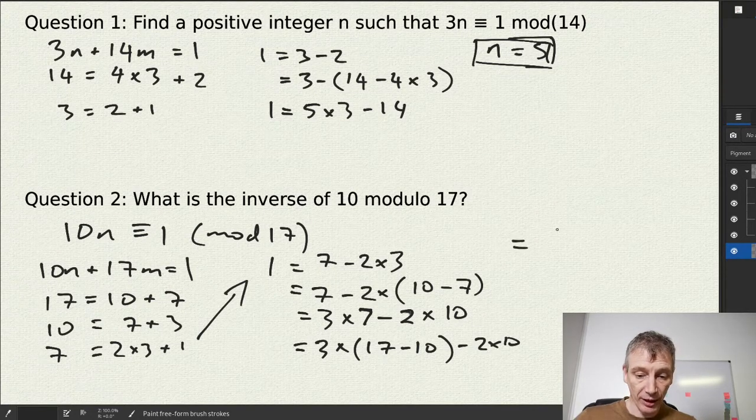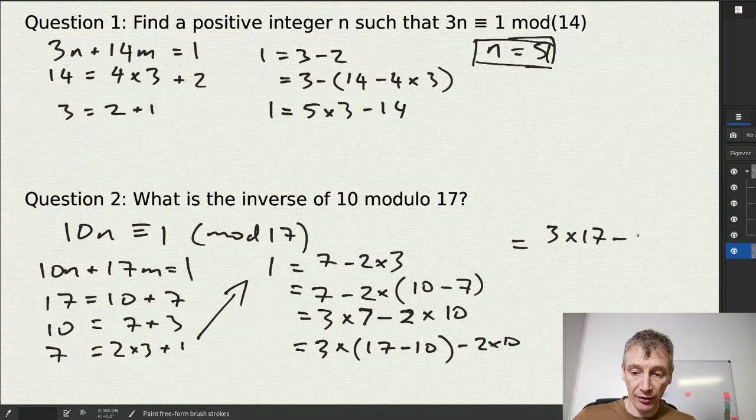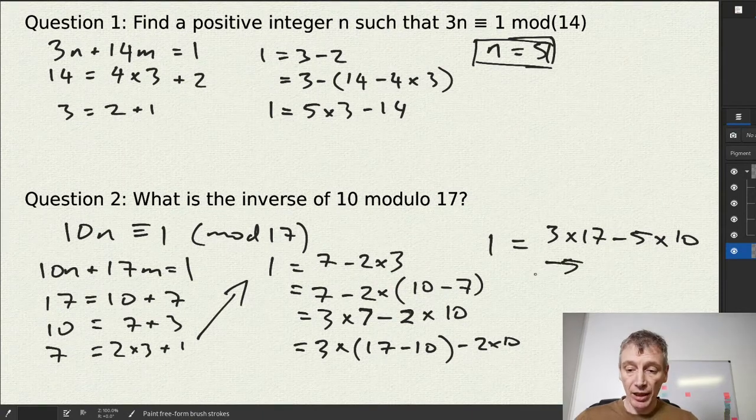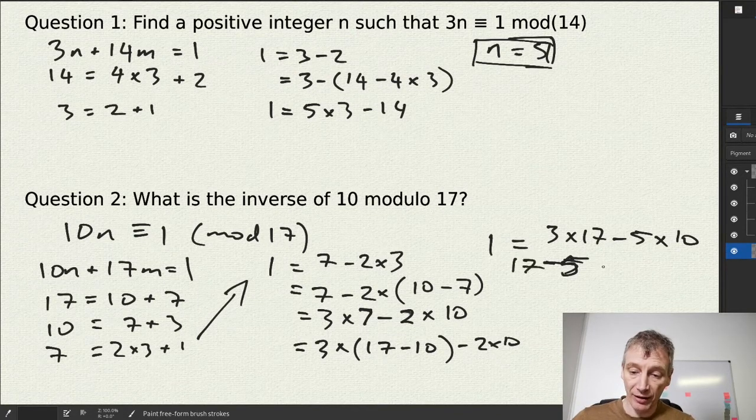So we end up with 3 times 17 minus 5 times 10, 51 minus 50, and the inverse of 10 modulo 17 is minus 5. But when we're dealing with modulo 17, we're dealing with just remainders, so we can have that as 17 minus 5, or 12.